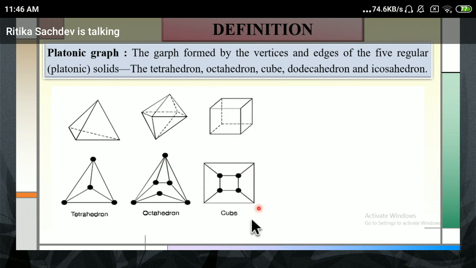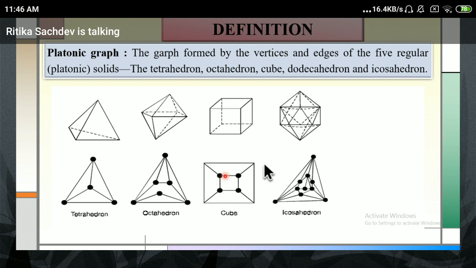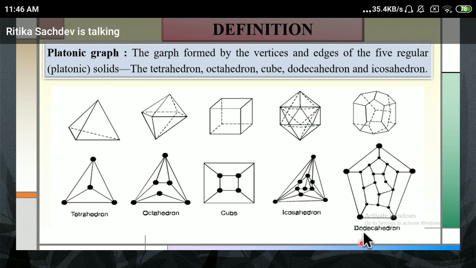Similarly for cube, we are drawing like this. Then we are drawing for icosahedron. Icosahedron has 20 faces. Dodecahedron has 12 faces. Take the screenshot for this. I will require these platonic graphs in unit 3.